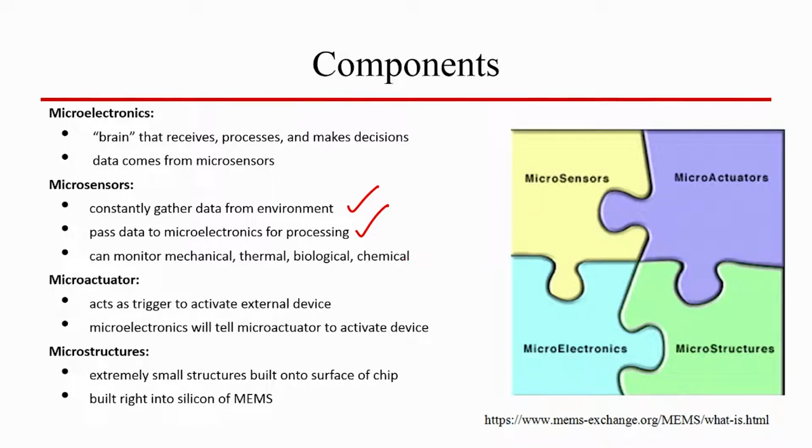And finally, when you talk about microactuators, it acts as a trigger to activate an external device. Microelectronics will tell the microactuator when to activate. So, first the data goes from the microsensors to microelectronics. From microelectronics, the data is sent to the microactuator to actuate, alright. And then finally, you have microstructures. These microstructures are extremely small structures built onto the surface of the chip and built right into the silicon of MEMS. We will be looking at the microstructures in a while.